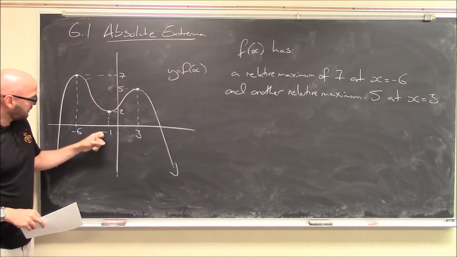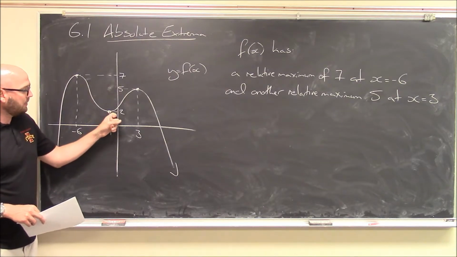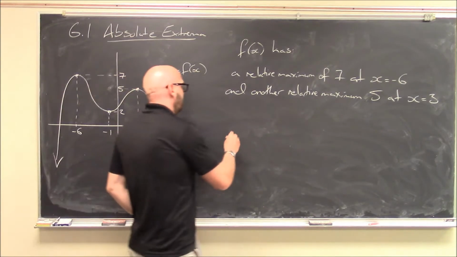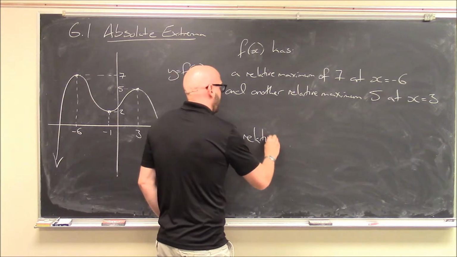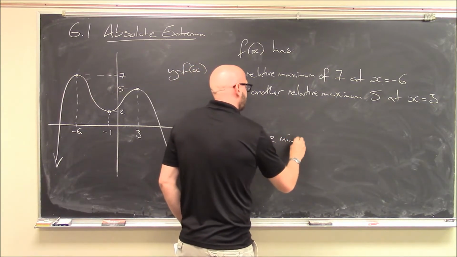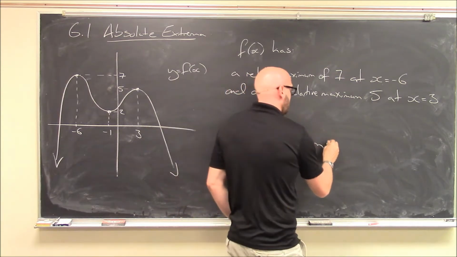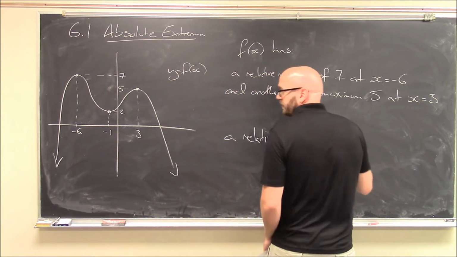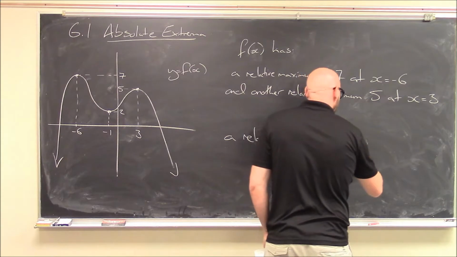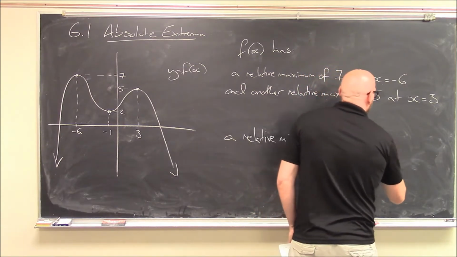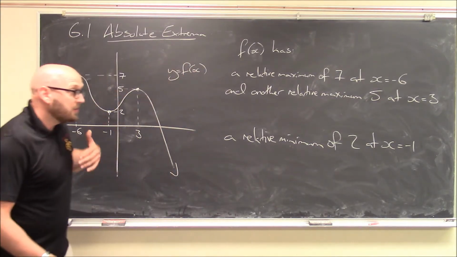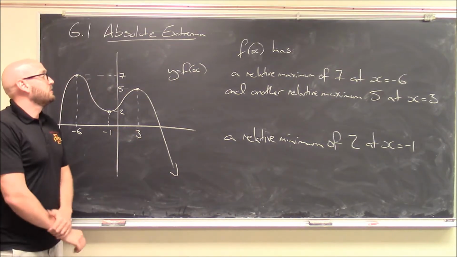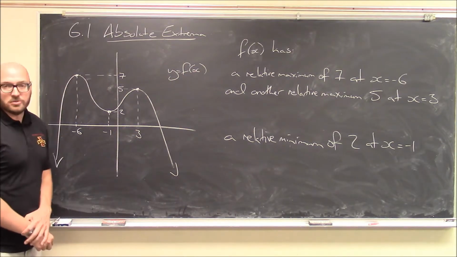And the function also has a relative minimum. It has a relative minimum at negative 1 of positive 2. So it has a relative minimum of, what did I say it was, of positive 2 at x equals minus 1. So that's all stuff we've done before. That's relative extrema. This section is absolute extrema.